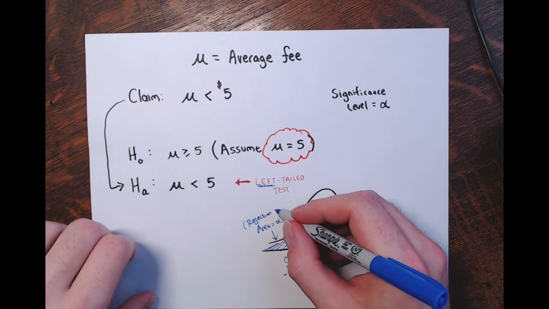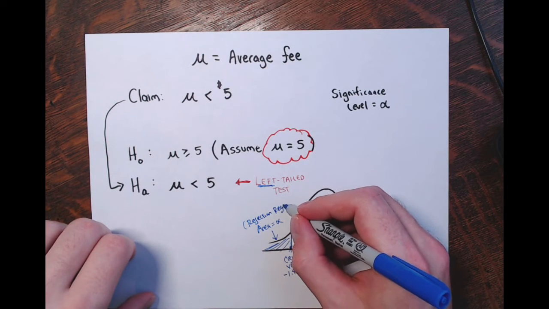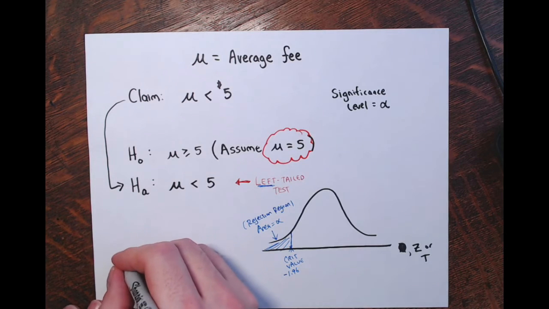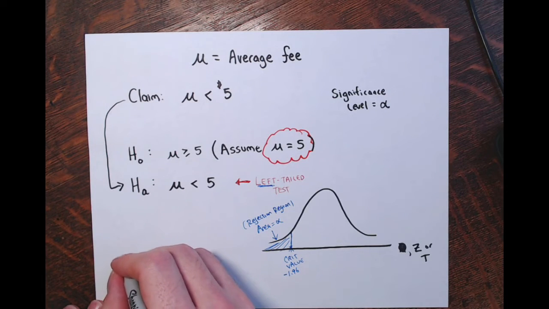Because if my test statistic is in here, I'm going to reject the null hypothesis and lean more towards supporting the alternative hypothesis. All right. Now, they gave us this critical value, negative 1.96. From here, we would take a sample, and then from that sample, calculate a test statistic.